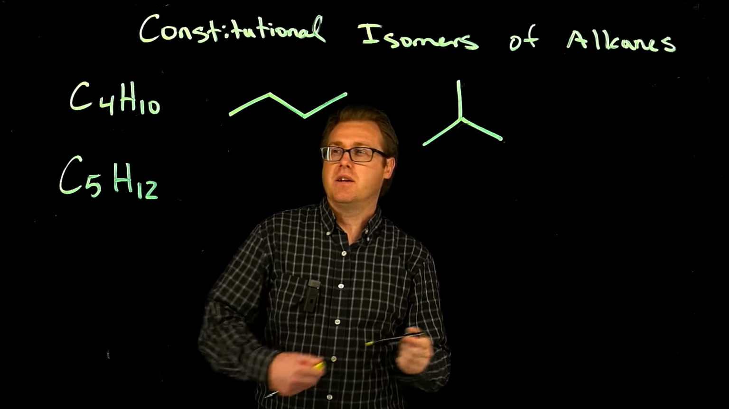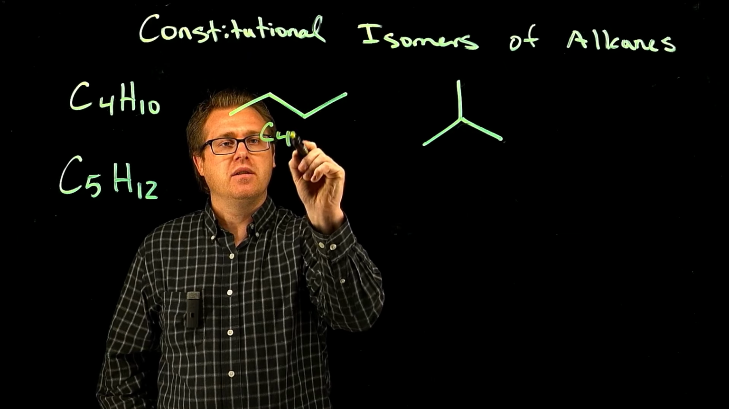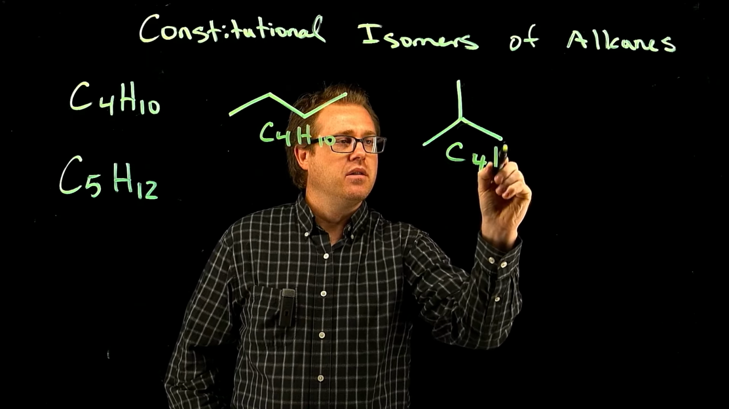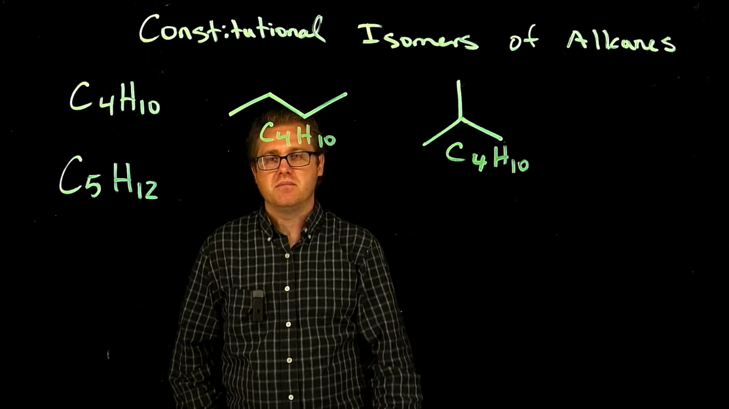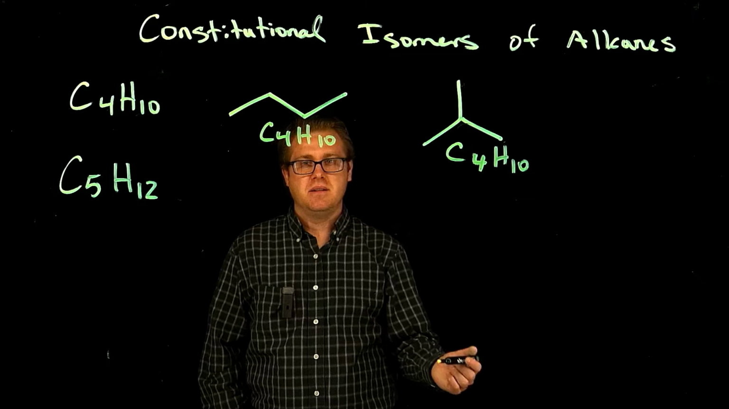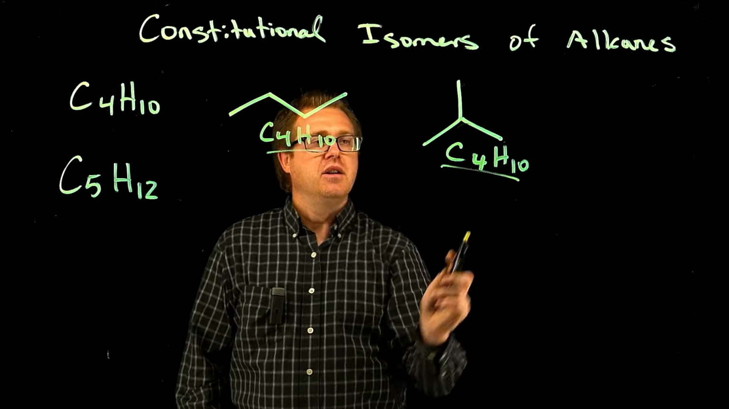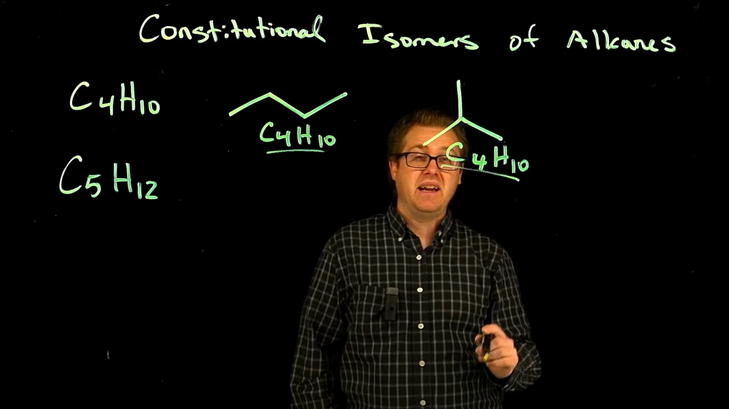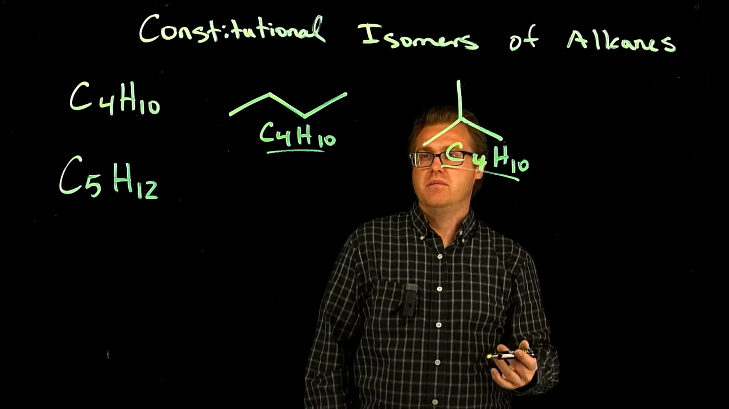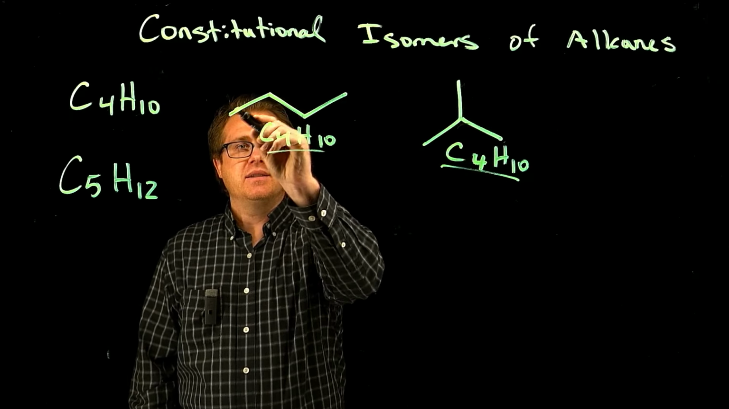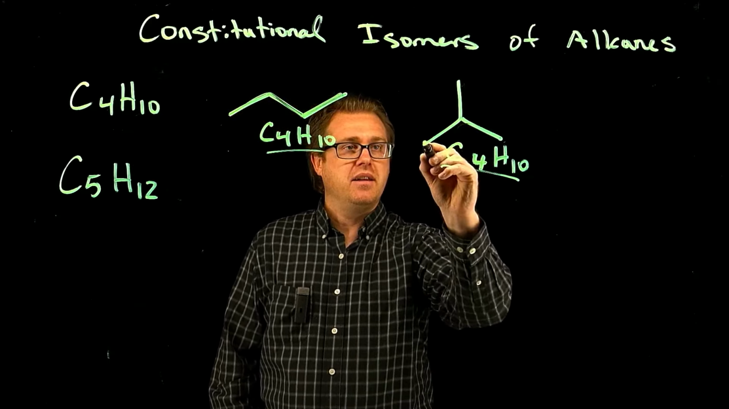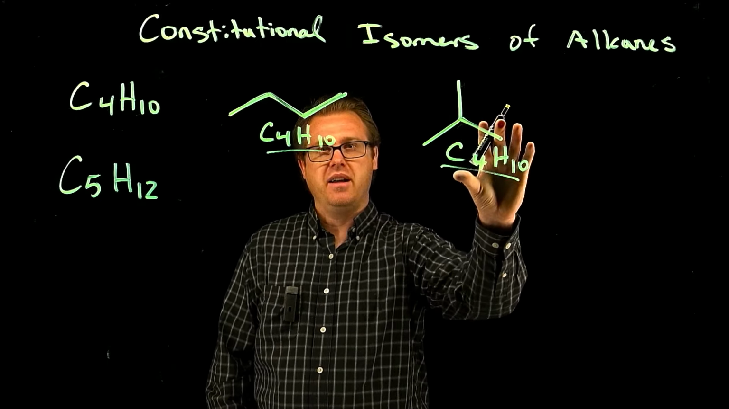They are different molecules. They have different names. They look different, but what do they have in common? The exact same chemical formula. And that is what a constitutional isomer is: the same molecular formula, but different connectivity of atoms. They look different. You can see that we have a zigzag like this. That's the connectivity. But then the zigzag looks a little different on this guy.